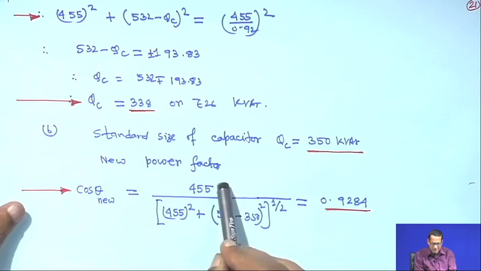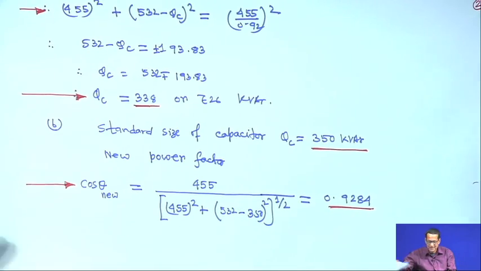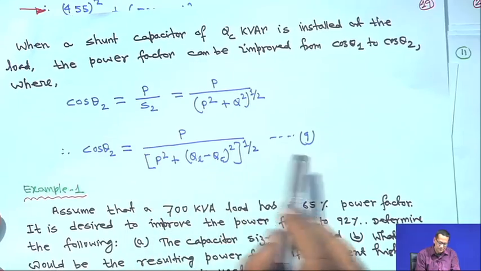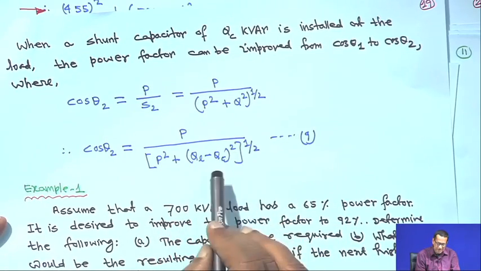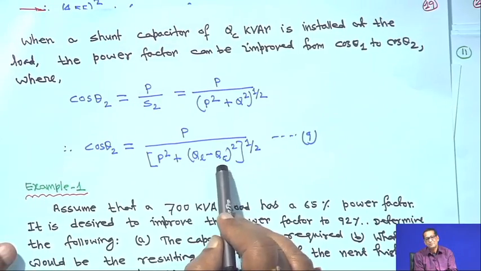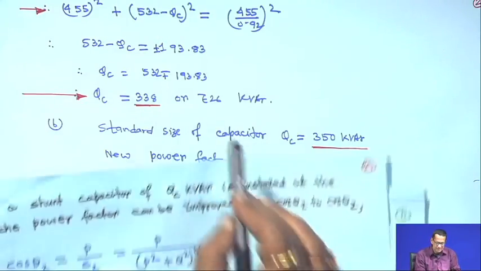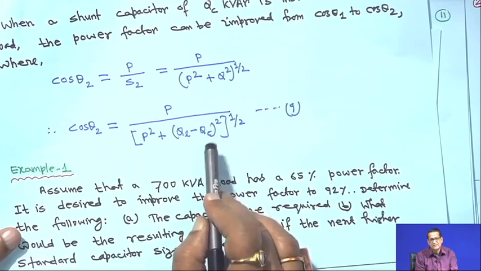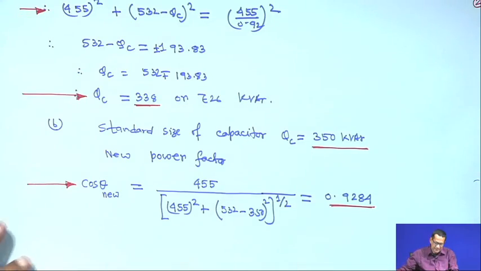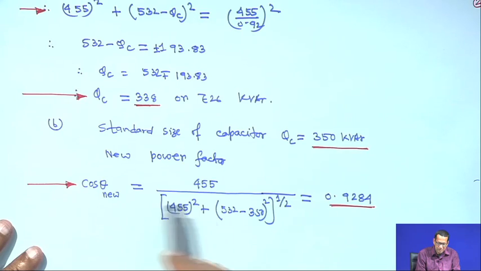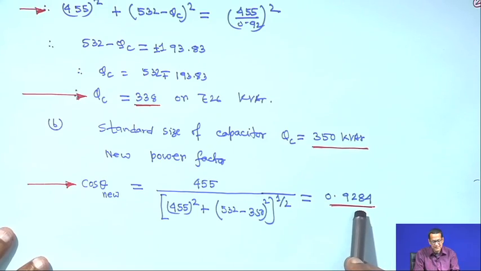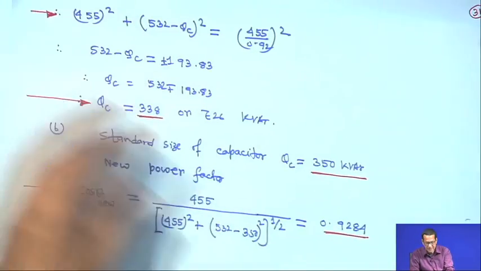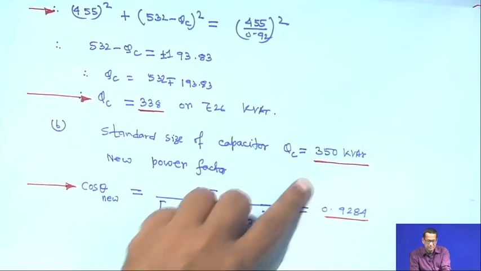In that case, the new power factor will use the same formula, cos theta 2, that is equation 9, P upon root over P square plus QL minus QC whole square, to the power half. But QC you should take as 350 instead of 338, that is why you got 0.92 earlier. So, if you take 350, then cos theta new will be 450 upon 450 square plus 532 minus 350 whole square to the power half. So, it is 0.9284. There is a slight improvement of the power factor, right. So, this is your QC.